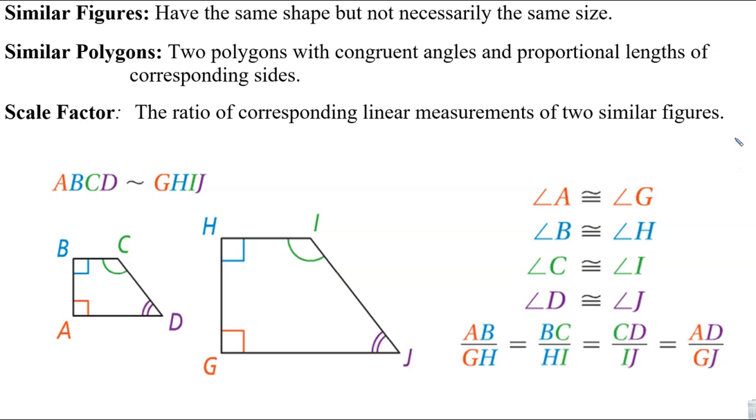Okay, that thing, that number they're equal to, is the scale factor. I'm going to say the scale factor is the ratio of corresponding linear measurements of two similar figures. Okay, so that scale factor is going to tell us how one figure compares to the other. And for them to be similar, we have to get that same scale factor when we look at any set of corresponding sides.